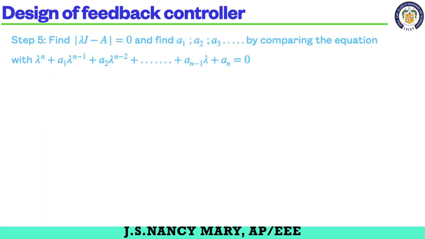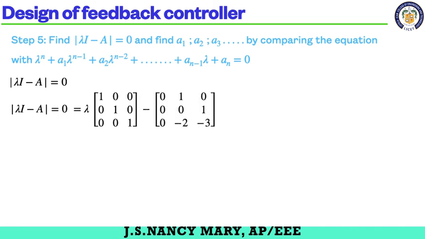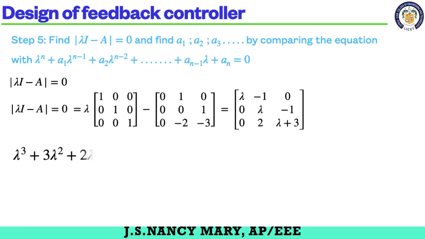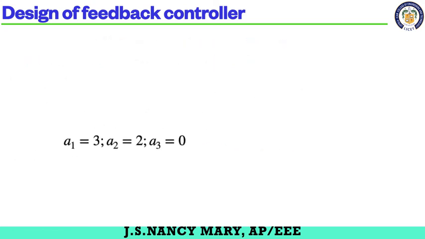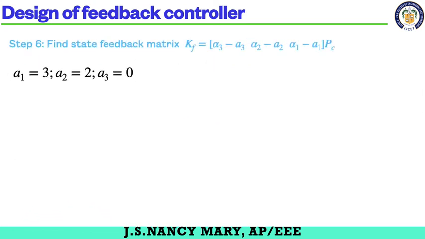Now next I have to go for step 5. So find determinant of lambda I minus A equal to 0 and find out a1, a2, a3. So I'll put A here. So I'll find lambda I minus A. So I'll be getting lambda cube plus 3 lambda square plus 2 lambda equal to 0. When I'm comparing with this equation, I can get a1 equal to 3, a2 equal to 2 and a3 equal to 0. So I have found alpha and a.